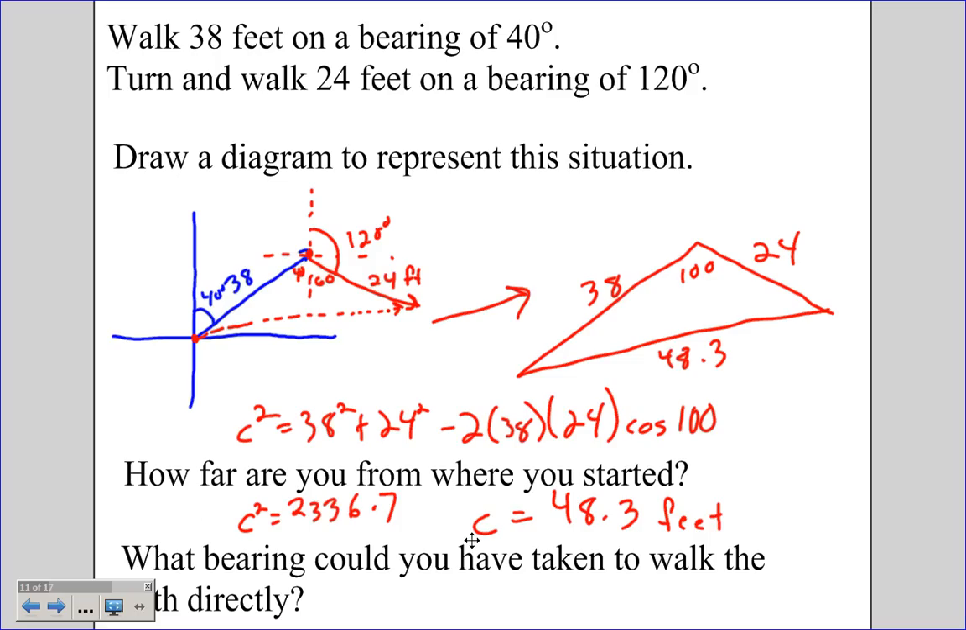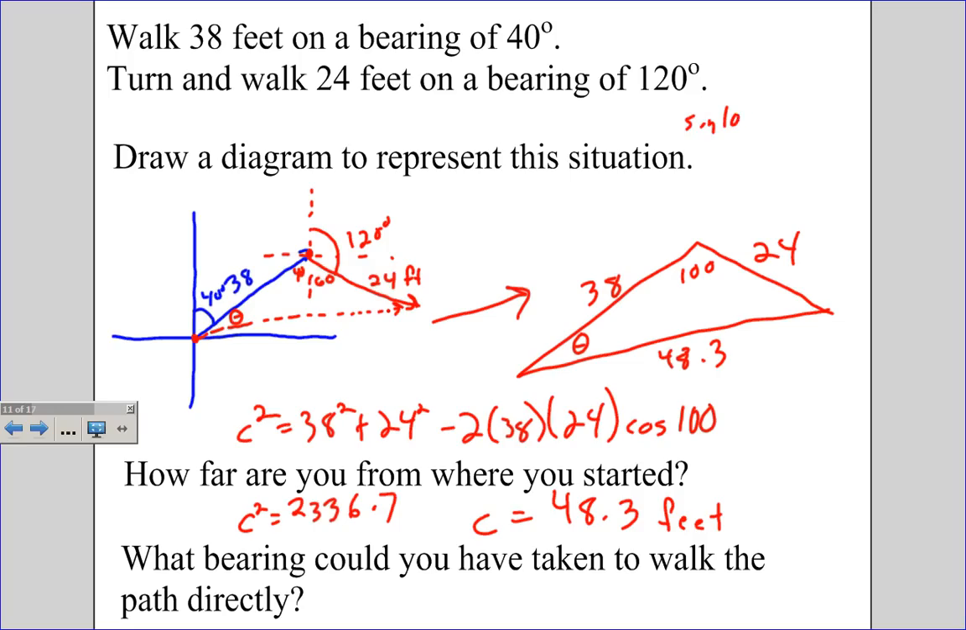Alright, so what bearing could have you taken to walk to that point directly? If I just wanted to take that path, well, this is 40 degrees plus whatever this angle is here. So now we need to find that angle. There's a couple different ways. We could use the law of cosines using the three sides, but I think it's a little easier to use the law of sines and just find that angle because we have a 100.